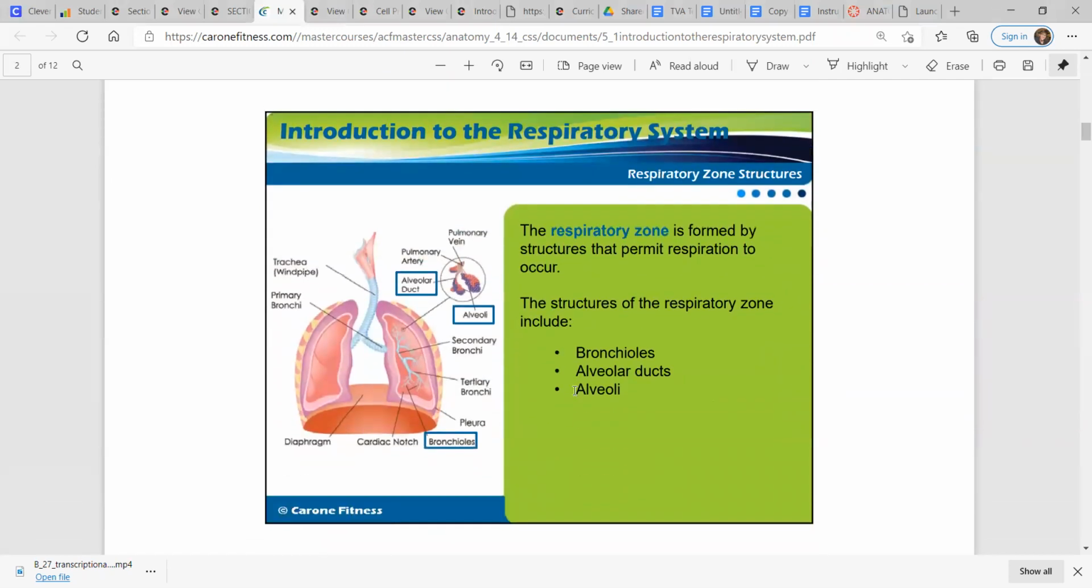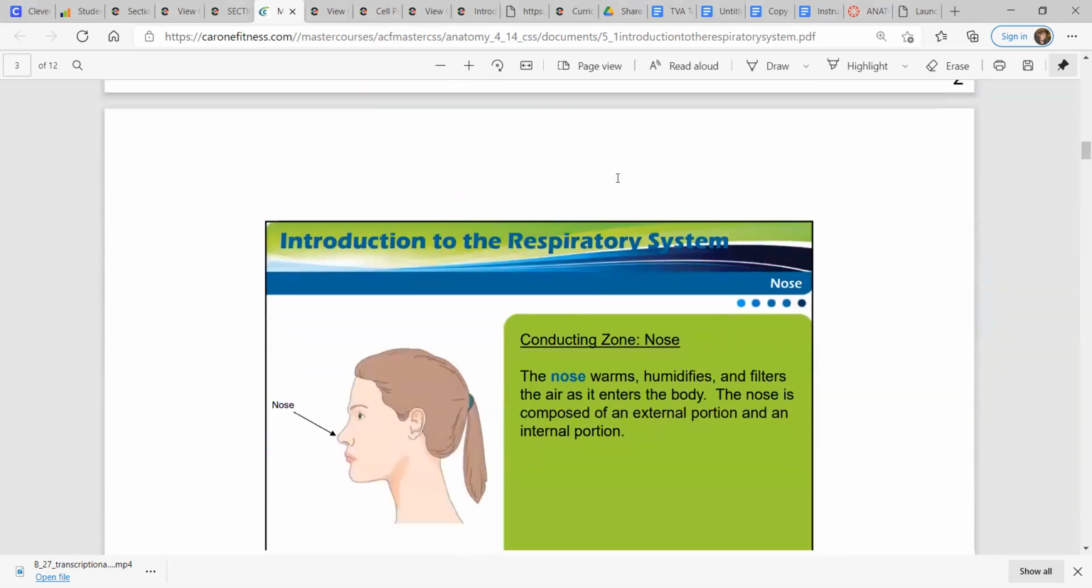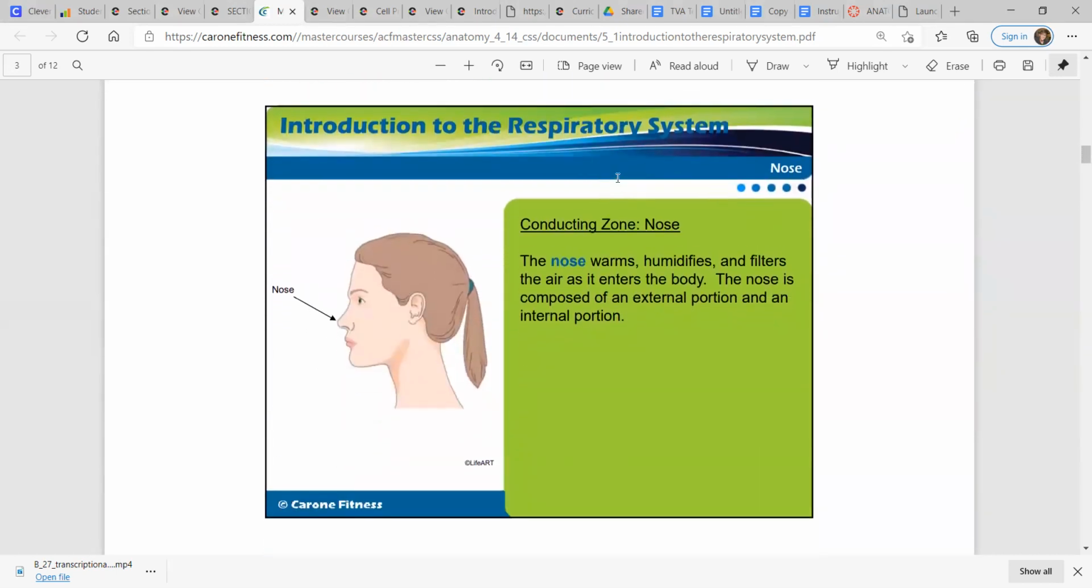The respiratory zone is formed by structures that permit respiration to occur. Those structures in the respiratory zone include bronchioles, alveolar ducts, and alveoli. First of all, we have the nose in the conducting zone.